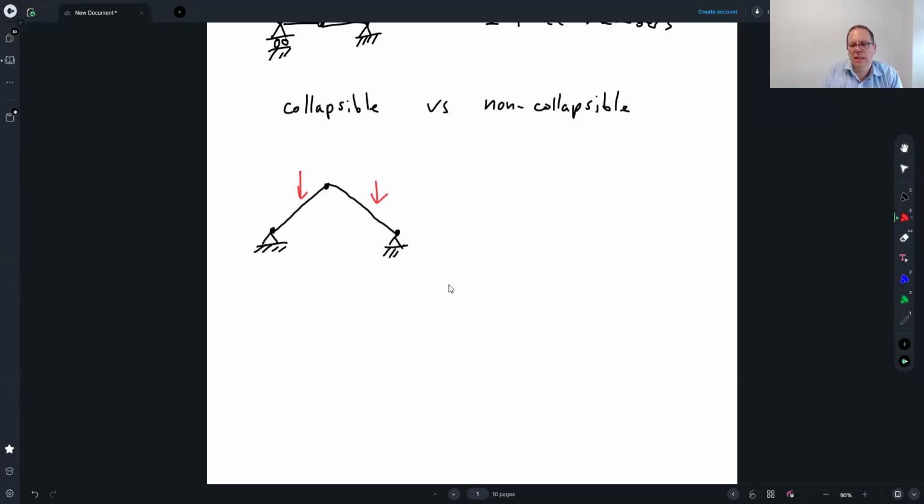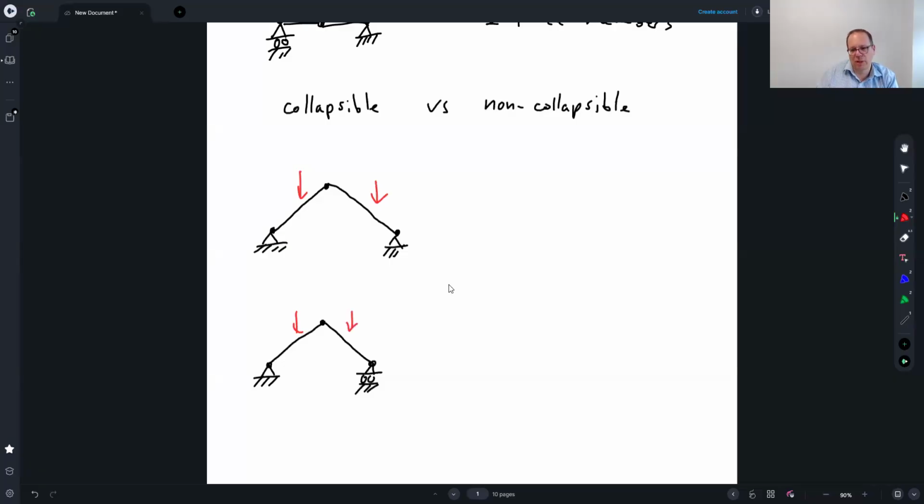Now, the reason why we call this collapsible is that if we take away just a single support reaction, then our system is going to deform. So if I think about the same setup, I still have my hinge over here, but now I take away one of the support reactions. I take away the support reaction in the horizontal direction. Then I would have basically a roller over here. I still have my two loads there and there.